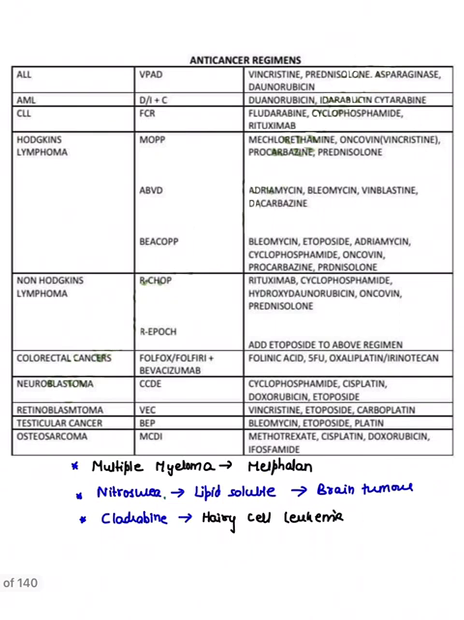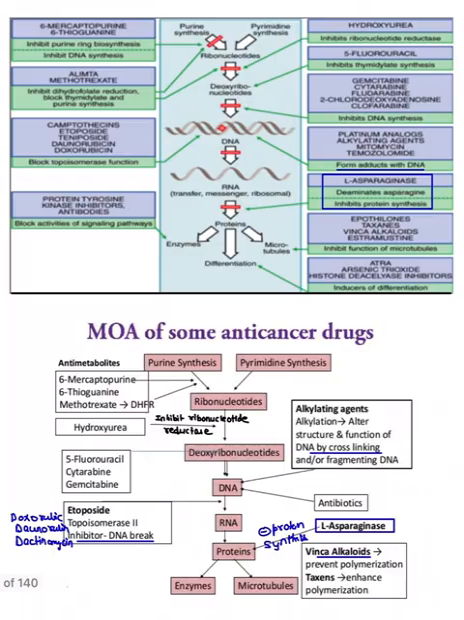Okay. So this was about, see, the anti-cancer regimens guys, which we have run. MOPP regimen, ABVD and BEACOPP. These are the 3 regimens that we use for Hodgkin's lymphoma. And for non-Hodgkin's we have the R-CHOP regimen guys, already done. FOLFOX and FOLFIRI regimen already done. Multiple myeloma, melphalan. Then you have cladribine for hairy cell leukemia.